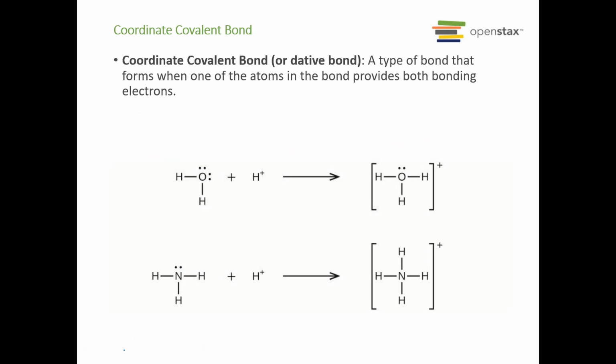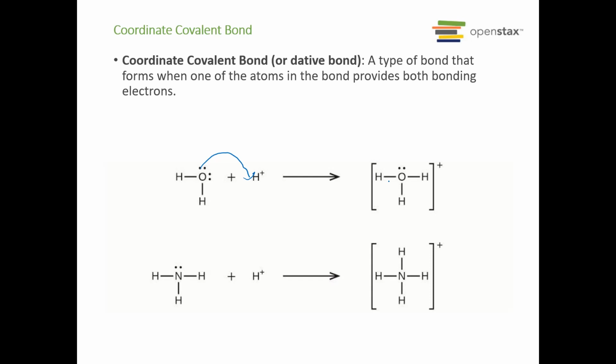So sometimes we can have a situation where we're giving up electrons, but all of the electrons in a bond come from one particular species in the reaction. So for example, if we have something like water reacting with a proton to form H3O+, both of the electrons in that bond that forms come from the water, because the proton doesn't have any that it can donate.